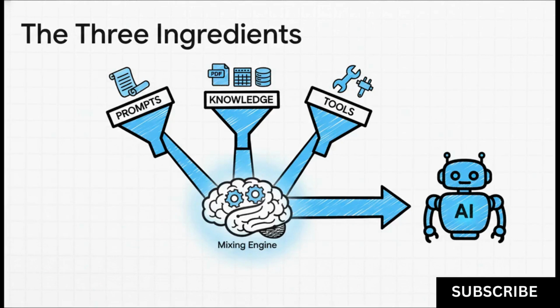Now, that might sound like a lot, but here's the really cool part for us, the people actually building this thing. It all boils down to just 3 simple ingredients we have to worry about. The prompts, which are basically the instructions, the knowledge, which is the data it needs, and the tools, which are the actions it can take. That's it. That's our recipe.